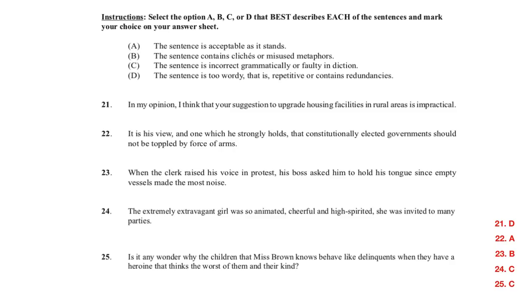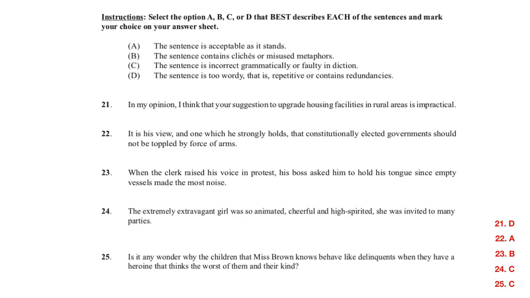So question 1 here, in my opinion, I think your suggestion to upgrade housing facilities in rural areas is impractical. So you're looking for the errors here. They have listed those there for you. So A is acceptable, B cliche or misused metaphor, C incorrect grammar or faulty diction, while D too wordy or repetitive. Remember, these options can be switched around. So A can now be too wordy, D can now be acceptable as it stands.